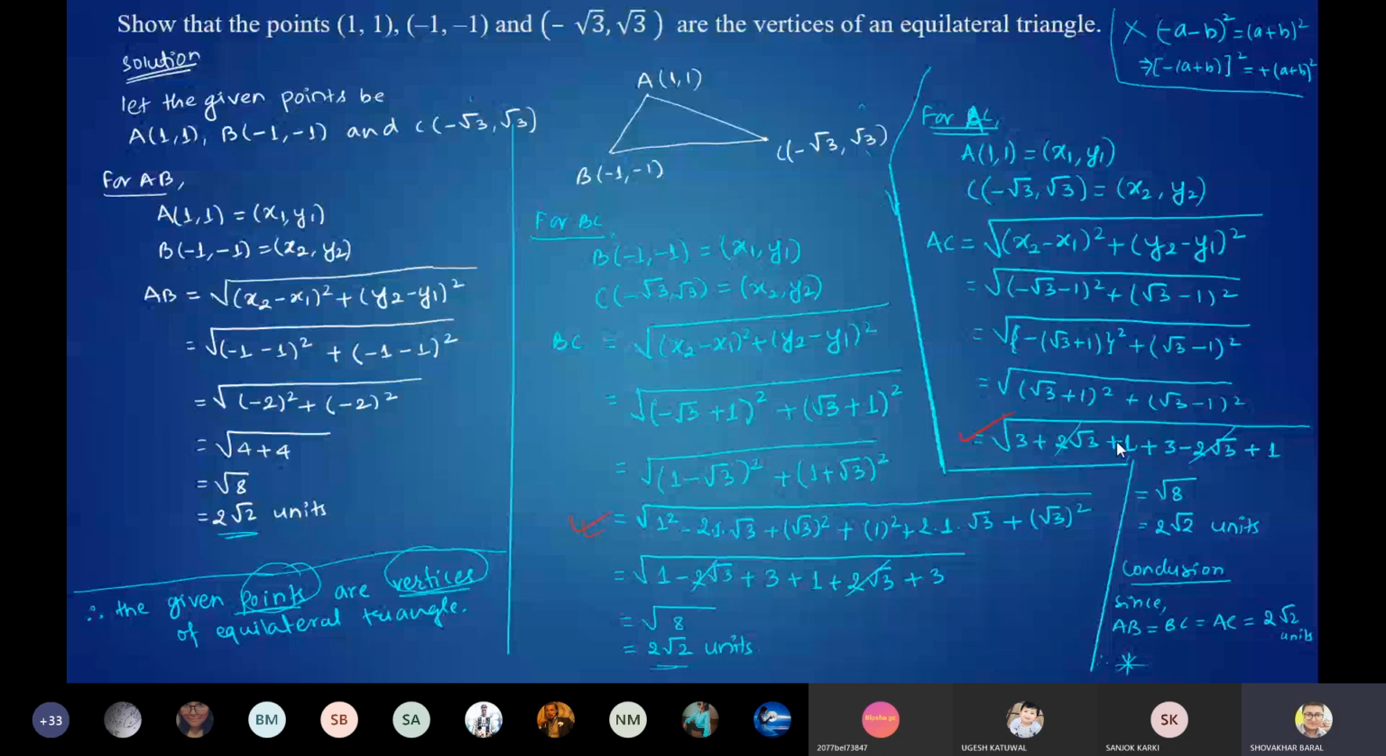Okay, have you copied it? Please don't forget to write the conclusion. I have shifted it from here. Okay, instead of this asterisk, please write it from here. The given points are the vertices of equilateral triangle. Since AB is equal to BC is equal to AC is equal to 2 root 2 units, therefore the given points are vertices of equilateral triangle. I hope you copied it.